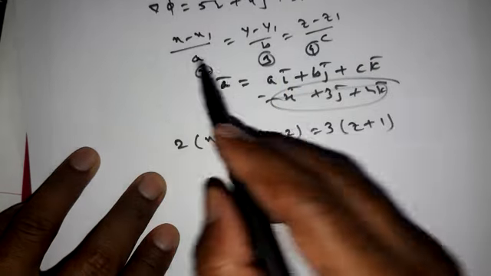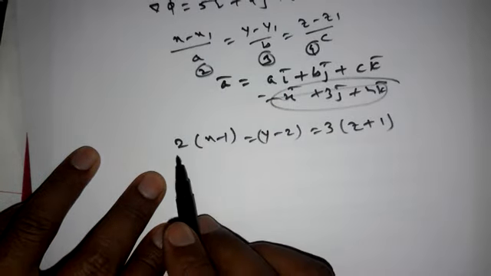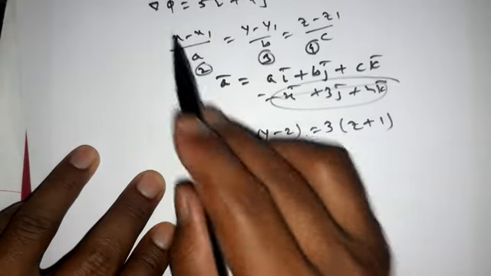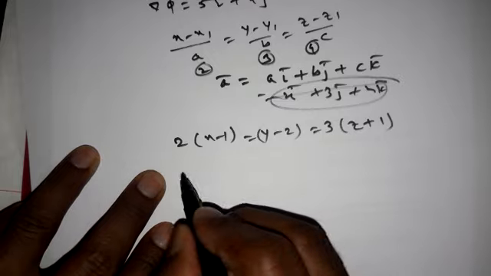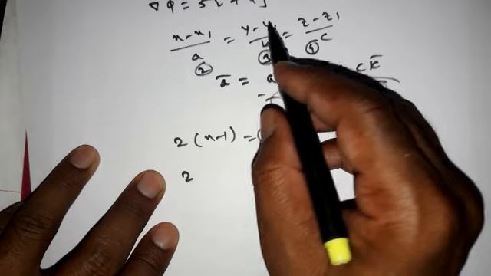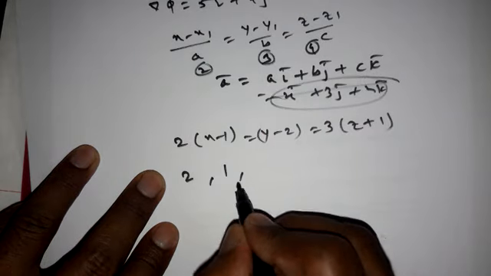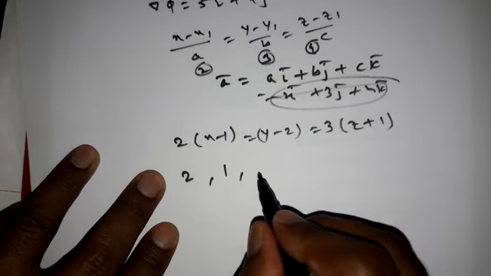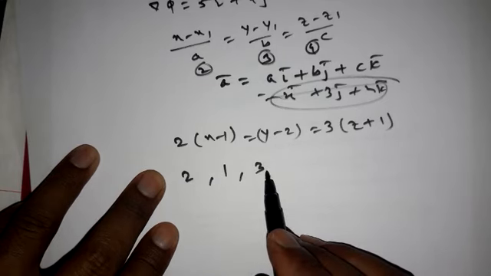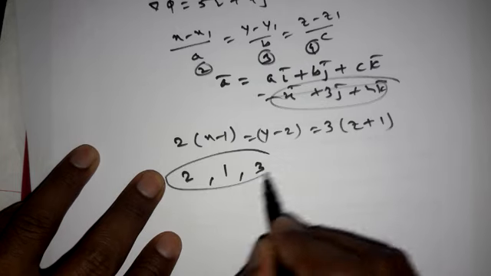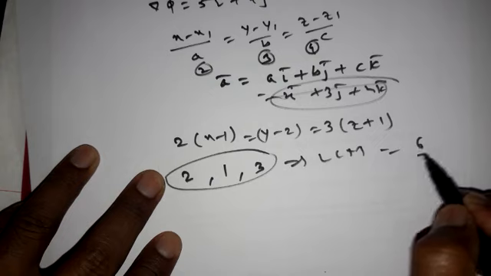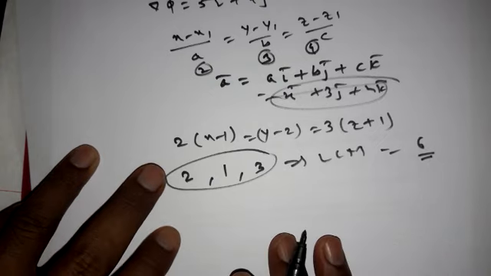Just compare these two lines, (x minus x1) upon a. Here 2 into (x minus 1) means there is unity here. Here 2 is a multiple, so 2 is extra. In the second one, no problem, y minus 2, y minus y1, it is 1. Then in the third one, 3 is extra. Correct? So here 2, 1, 3. These 3 numbers are there, so take their LCM. LCM of these numbers is 6. So divide this line by 6.